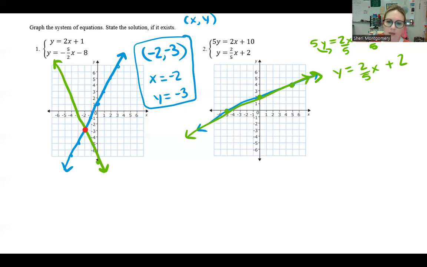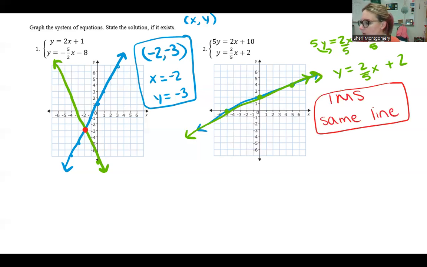So for this one, there is infinitely many solutions. Anytime this happens, I want you to tell me why you're answering that. You're answering that because you can say that they're the same line. So anytime you get infinitely many solutions, I want you to tell me why. We good?